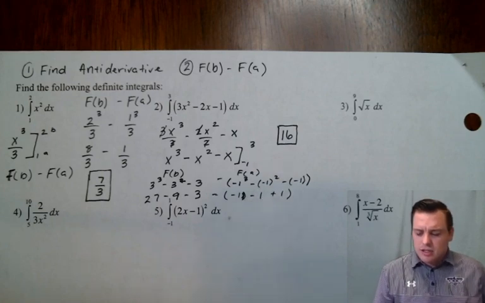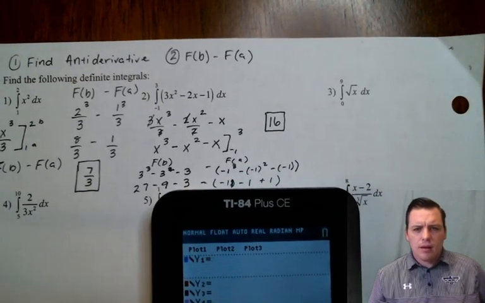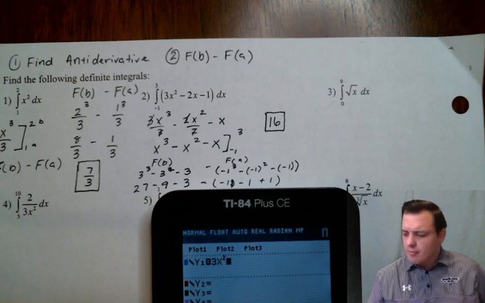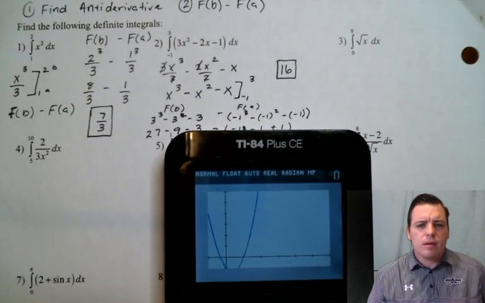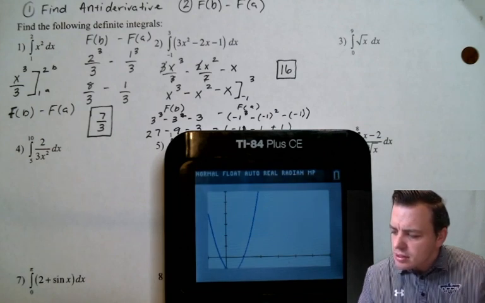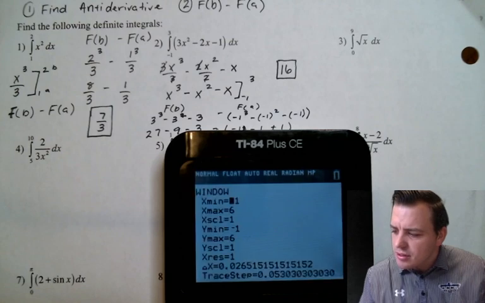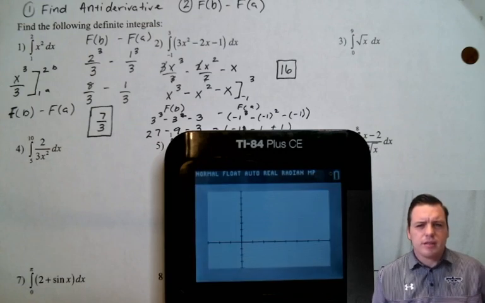Now, check with our calculator. We can plug that in and say 3x squared minus 2x minus 1. Right? Graph it. Okay? And we're going from negative 1 to 3. So let's change our window just a little bit. Let's go negative 3, bump that up to 8, 1 by 1s. Let's go to negative 4, y max 8. So I just change my window a little bit so we can see the graph a little bit better.